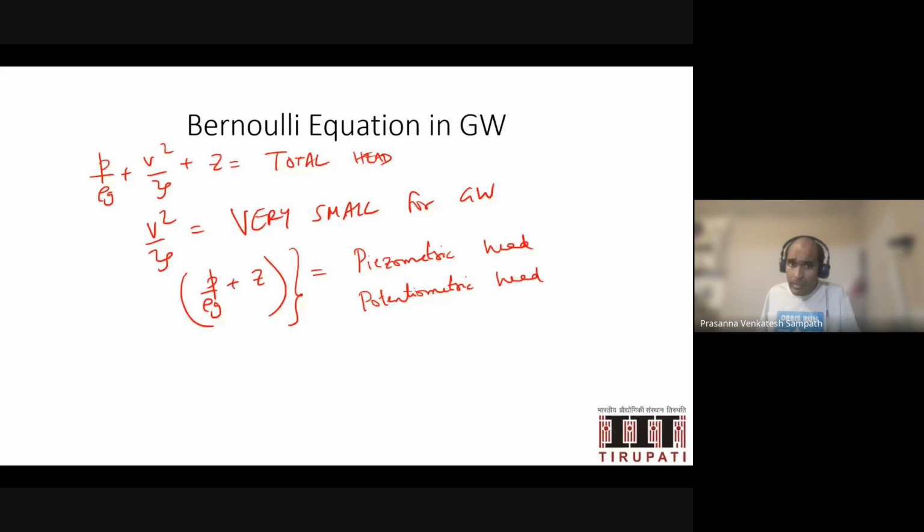This P by rho g plus Z, the pressure head plus the datum head or elevation head, the summation of these two is referred to as the piezometric head or the potentiometric head. Both terms are used to refer to the total head in groundwater. This is something you have to keep in mind in the context of groundwater as we move ahead. Any questions before we move on?